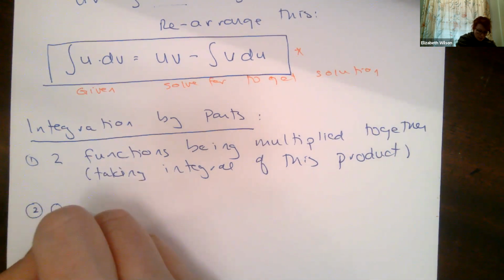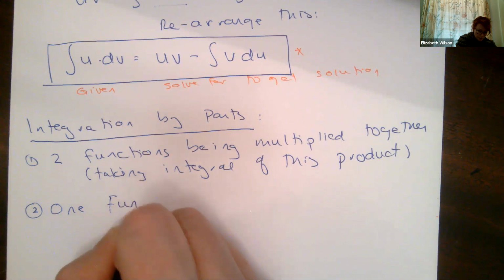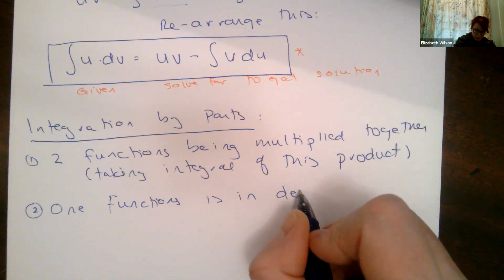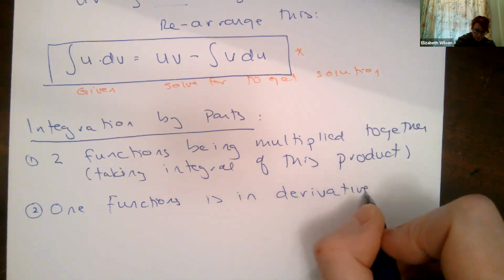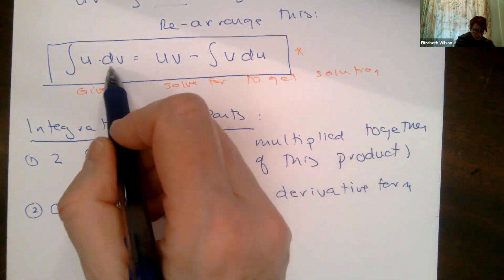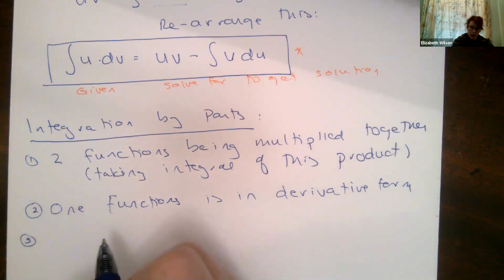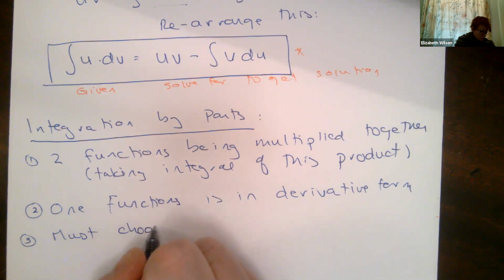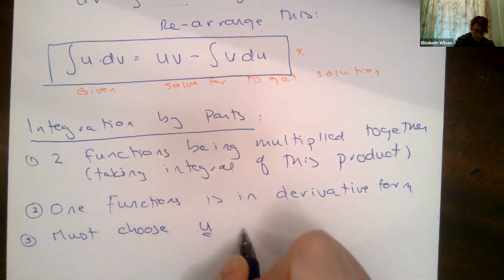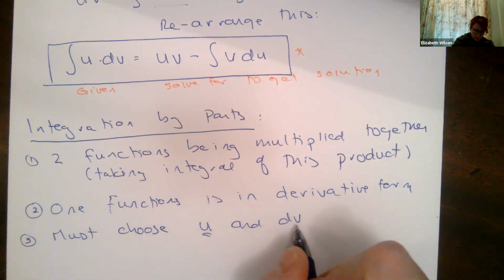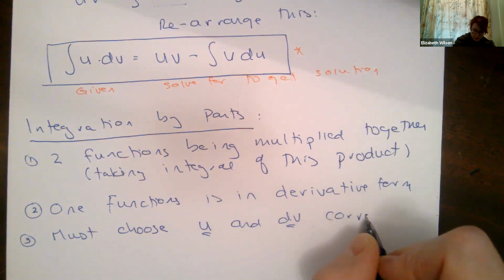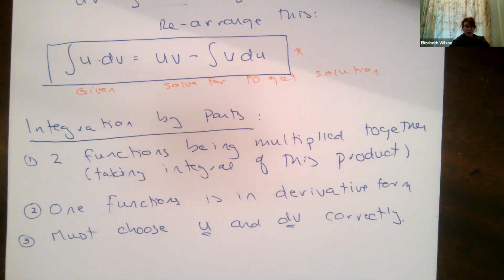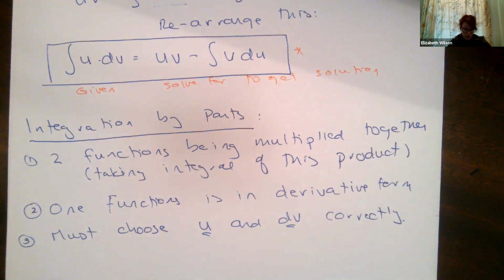One of the functions is in a derivative form, right? That's our dv, and the other function is not. What we have to do is choose u and dv correctly. We're going to go through and do examples. We're going to choose incorrectly so you can see what it looks like, and then we're going to choose correctly so you can see what that looks like too.